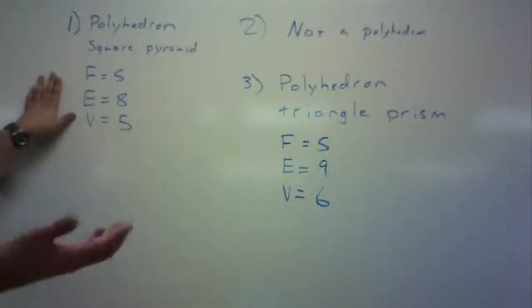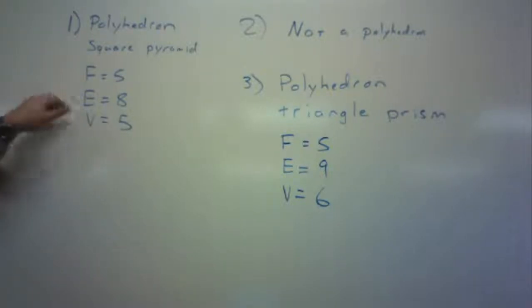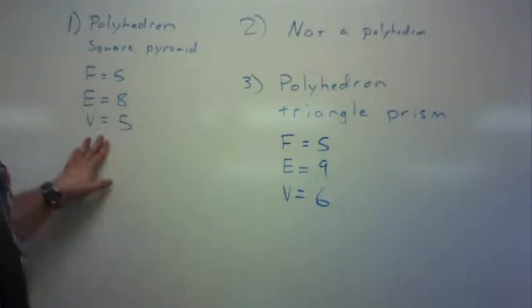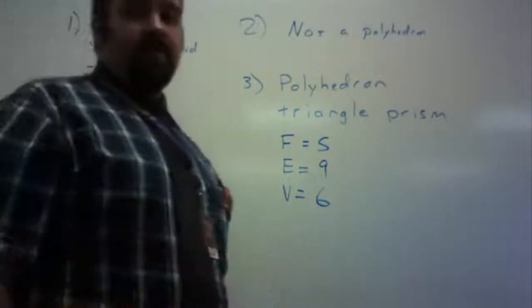The number of faces were the same for both of them at 5. The edges for the first was 8. Edges for the third one was 9. Vertices for the first one was 5. Vertices for the last one was 6. And there we go. That's example 1.